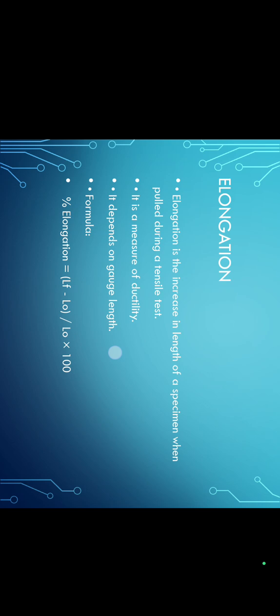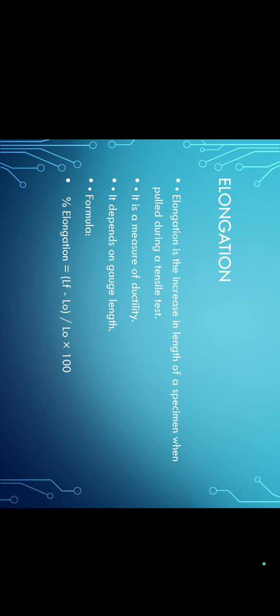Now we will discuss the one measure, that is elongation. It is expressed in the symbol as epsilon. Elongation is an increase in length of a specimen when it is pulled during a tensile test. It is a measure of ductility and it depends on the gauge length of the specimen, and it is indicated by the formula percentage of elongation is equal to LF minus L naught divided by L naught into 100. LF means final length of the specimen, L naught means initial length of the specimen.